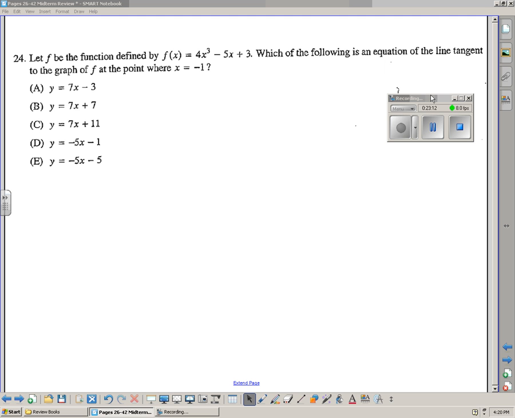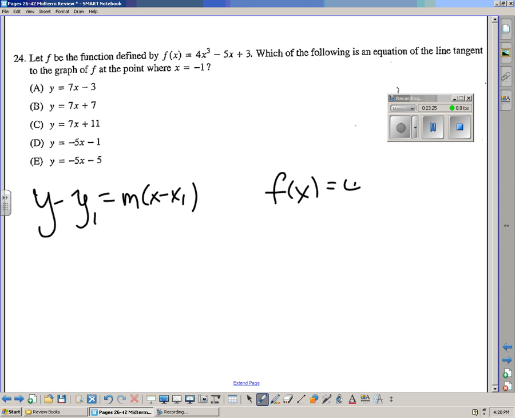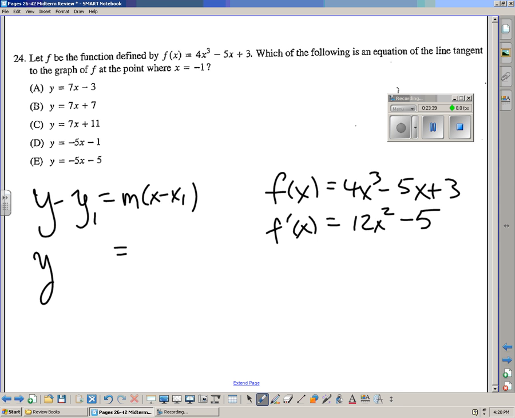Number 24 says let f be the function defined by that. It says which of the following is the equation of the line tangent to the graph of f where x is -1. You should be able to do this in your sleep. The tangent line equation is y minus y1 equals m times x minus x1. Your function is equal to 4x cubed minus 5x plus 3. The first derivative is 12x squared minus 5. This we're going to use to get the slope. Well, we know a few things. We don't know what y1 is yet. We don't know what the slope is yet, but we know x is -1, so minus -1 is +1.